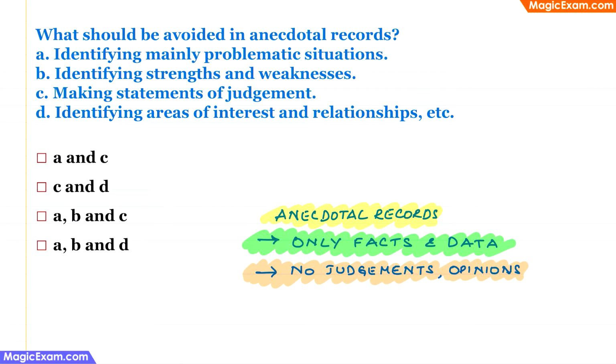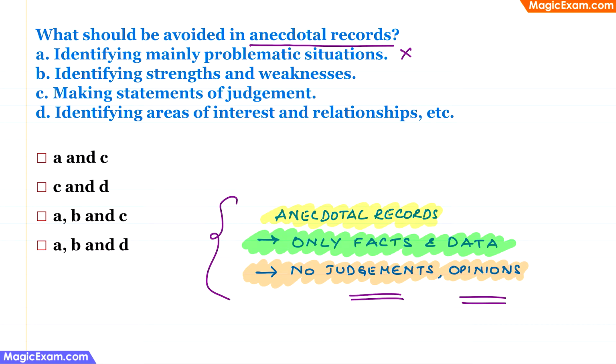What should be avoided in anecdotal records? Now, whenever you see the words anecdotal records, just remember this simple formula. Anecdotal records should only have facts and data. Anecdotal records should not have any judgments or opinions. Now, when we look at the answer choices, the first one says identifying mainly problematic situations. Now, identifying problematic situations is nothing but a judgment or an opinion, because what you think is problematic might not actually be problematic in somebody else's opinion. Therefore, this should not be there in anecdotal records.